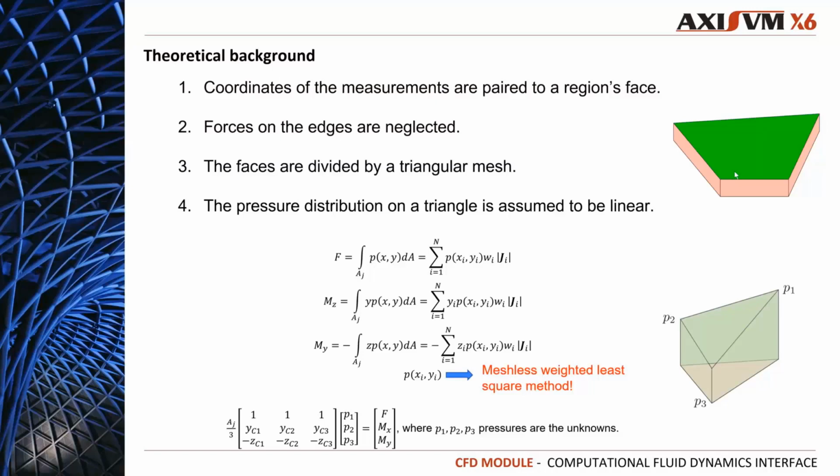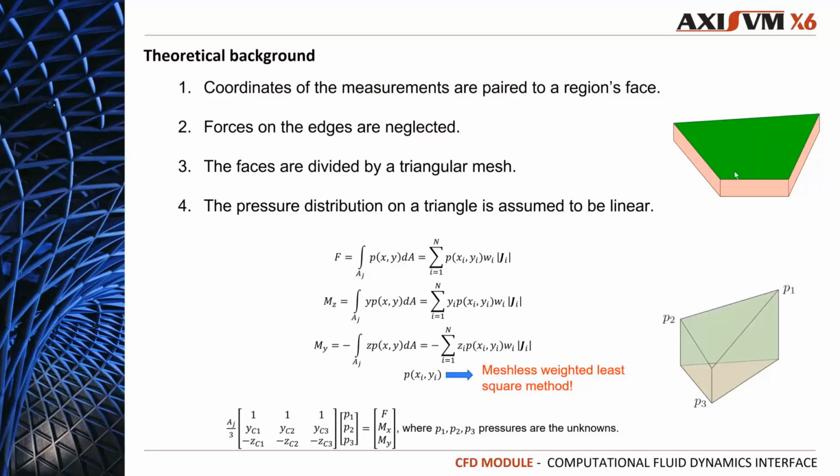So what we need to find here is the magnitude of the three pressure values P1, P2, and P3. These are the three unknowns, and the three known quantities are the resultant force, which is denoted by F, and the two bending moments with respect to axis Z and axis Y. So we would like to ensure that the linearized pressure field has the same magnitude of the resultant and the same point of action as the real pressure on this triangle.